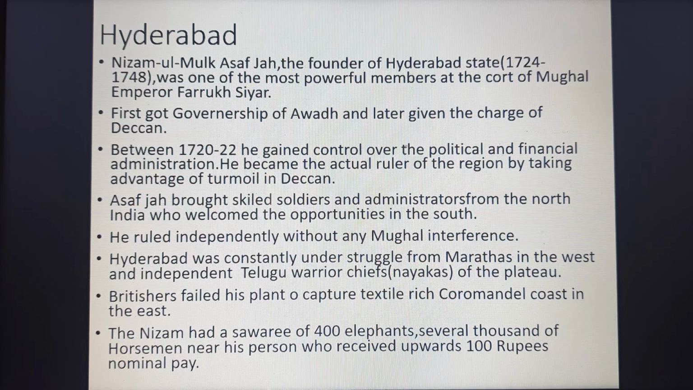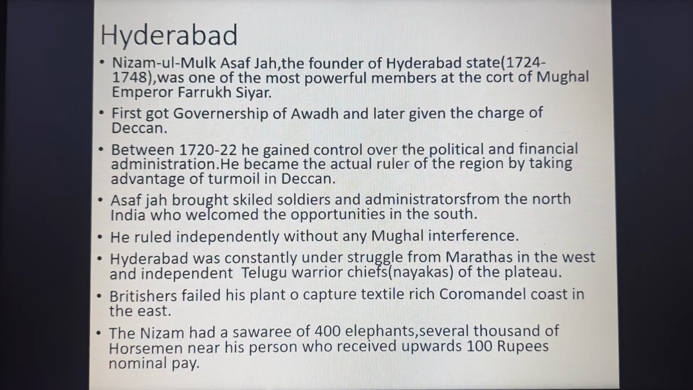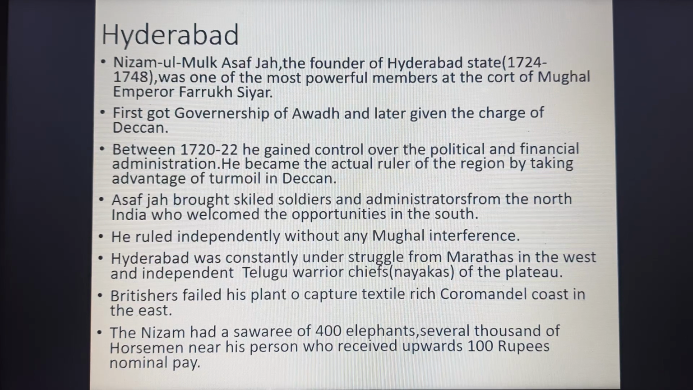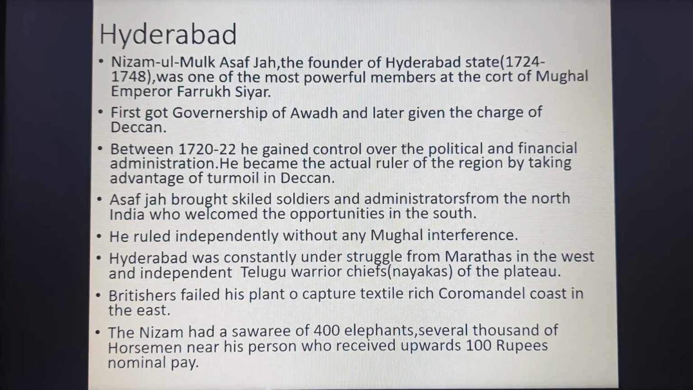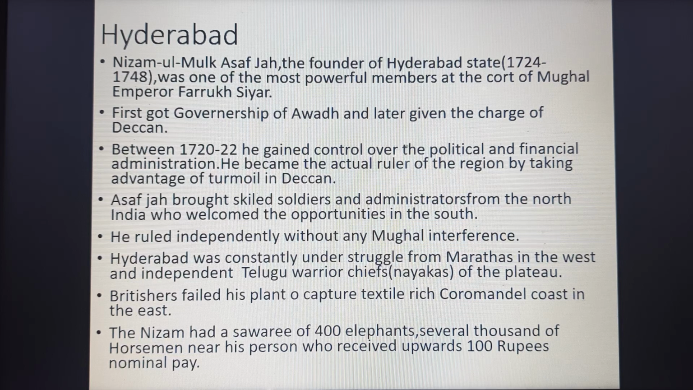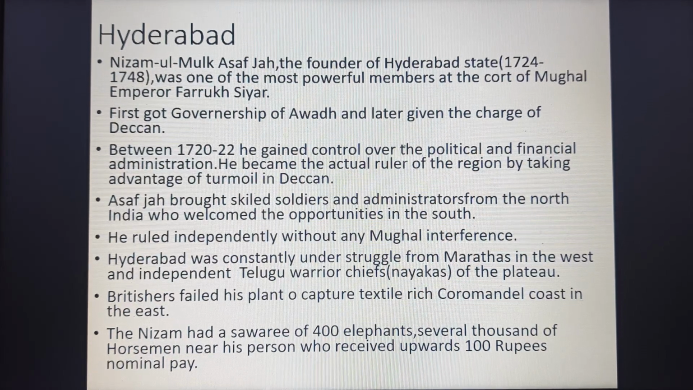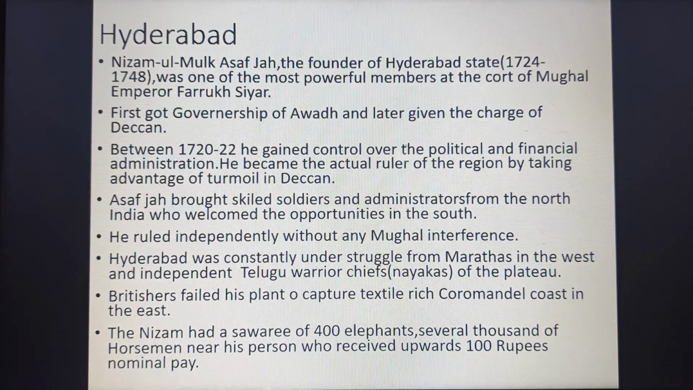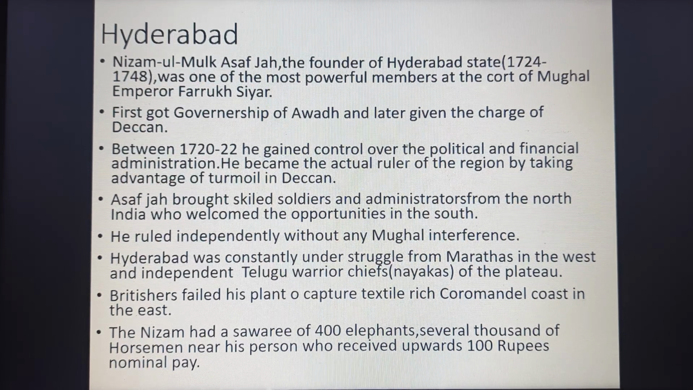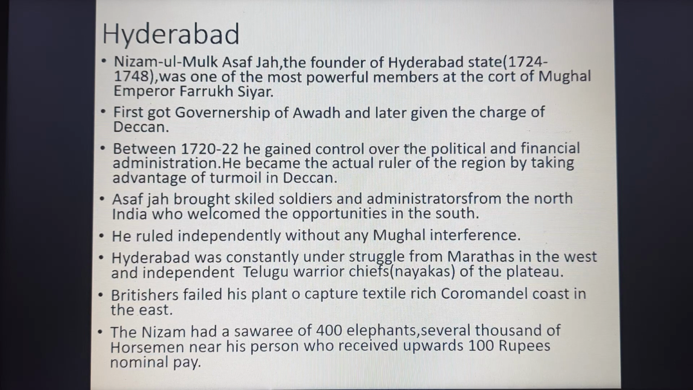Between 1720 and 1722, he gained control over the political and financial administration. He became the actual ruler of the region by taking advantage of the turmoil in the Deccan. Means there was no proper ruler there, so he took advantage, and now he wanted to rule that region. Asaf Jah brought skilled soldiers and administrators from North India who welcomed the opportunities in the South. So they want to say that in South India the people did not have good ruling capacity, so from North India he brought some rulers or people who were working as administrators, and they ruled in such a manner that they were able to take control over South India properly. He ruled independently without any Mughal interference.